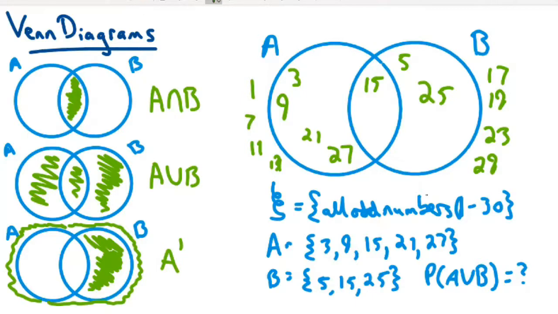As then for working out the probability of being A union B, well, it's basically saying, out of how many numbers there are in total, first of all, how many are there? There's 1, 2, 3, 4, 5, 6, 7, 8, 9, 10, 11, 12, 13, 14, 15, which makes sense because that's half of 30.